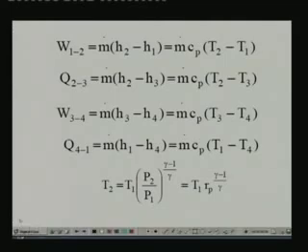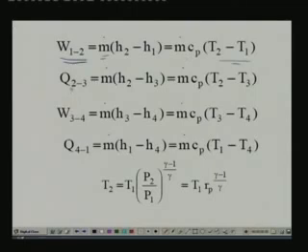Process 1 to 2 is isentropic compression. So, there is no heat transfer, only work transfer takes place. So, this is the work input to the compressor. This is simply equal to mass flow rate of the air, m dot, into H2 minus H1, the enthalpy change during the compression process. H2 minus H1 is written as Cp into T2 minus T1, where Cp is the specific heat, and T2 and T1 are the final and initial temperatures for the compressor.